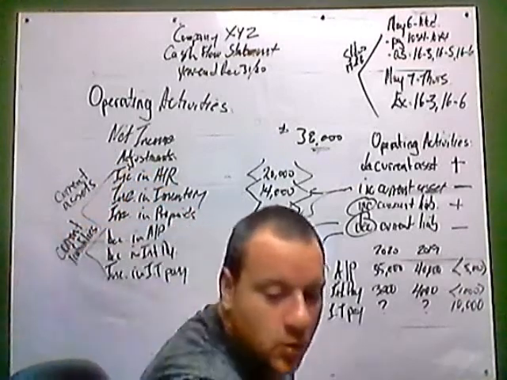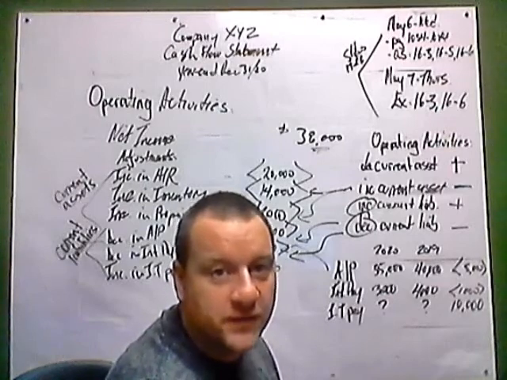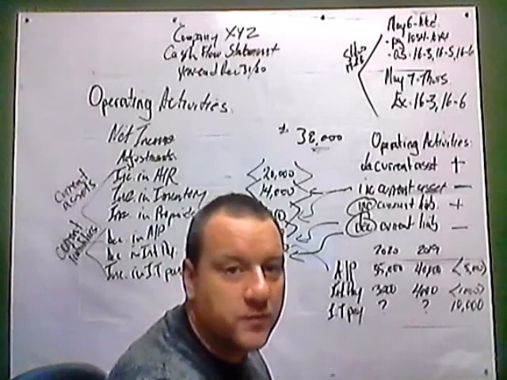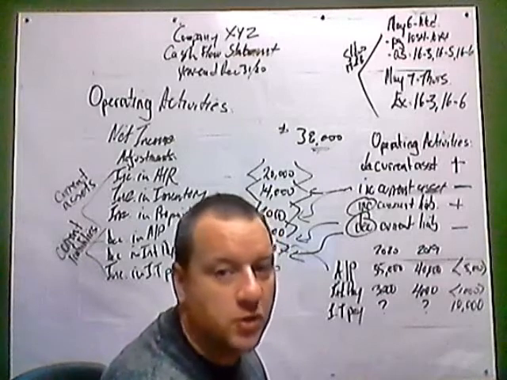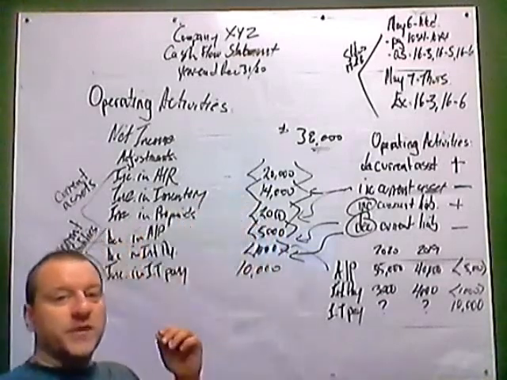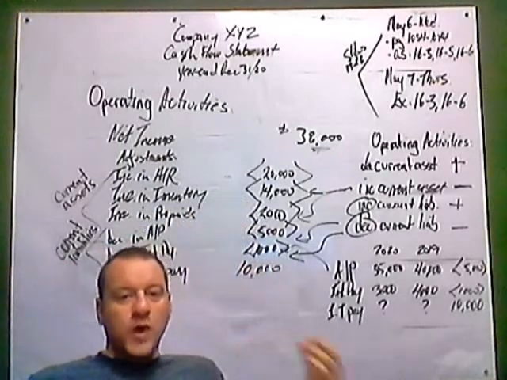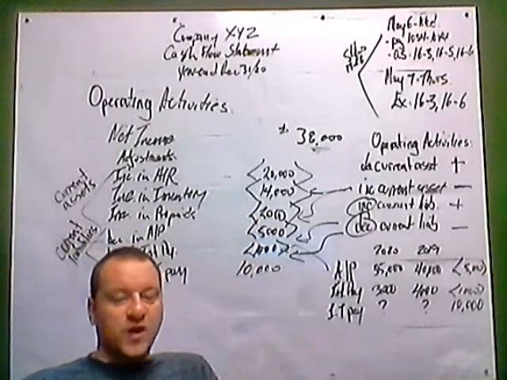What's left? Well, what's left is making adjustments for items that do not provide or use cash on the income statement. For example, expenses with no cash outflows are added back to profit. Revenues with no cash inflow are subtracted.